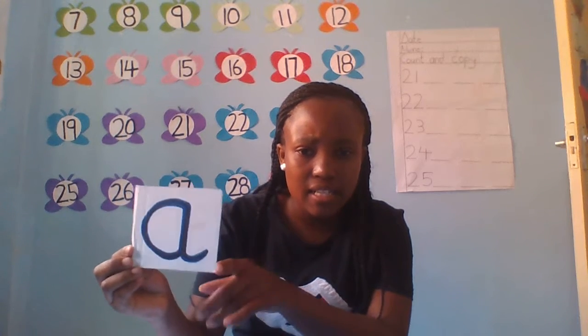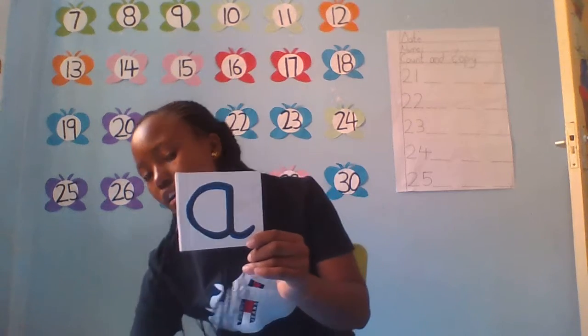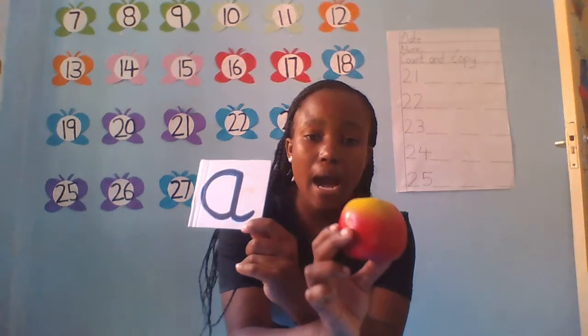Good children. So now we are going to read the sound together. Okay. Let's start from here. Can you guess which sound is this? This is sound A. Can you say A? Very good. A for apple. A for apple.